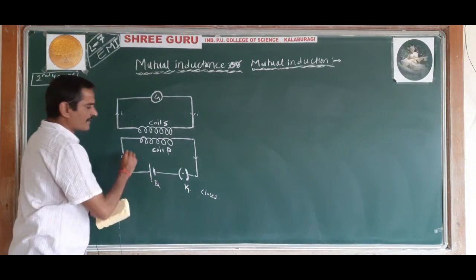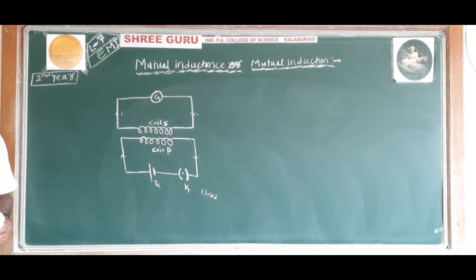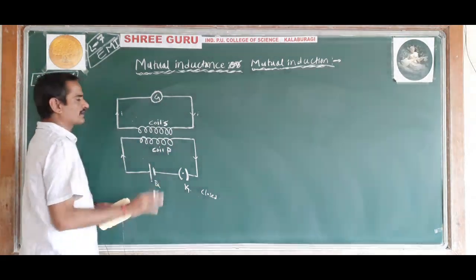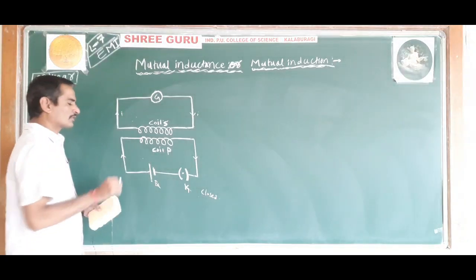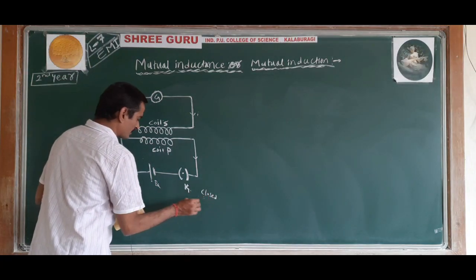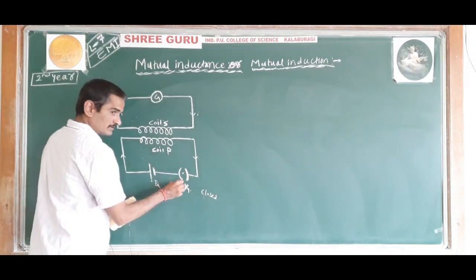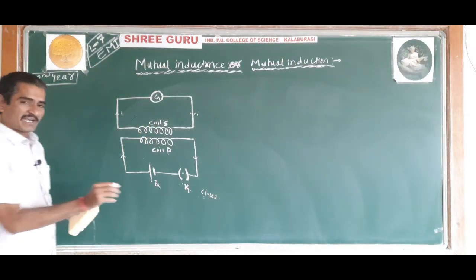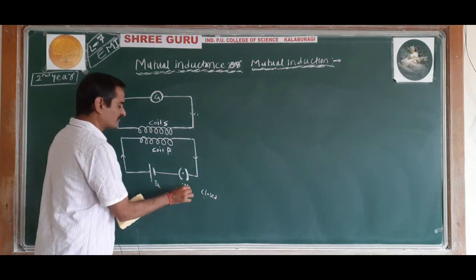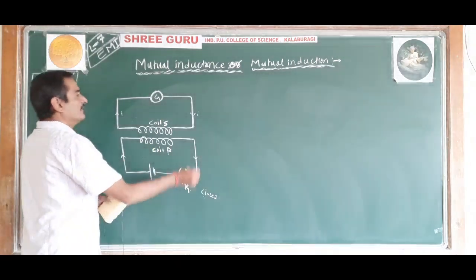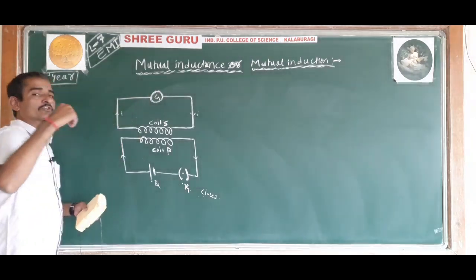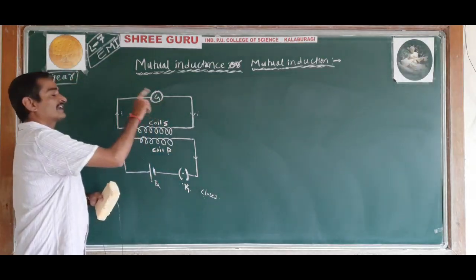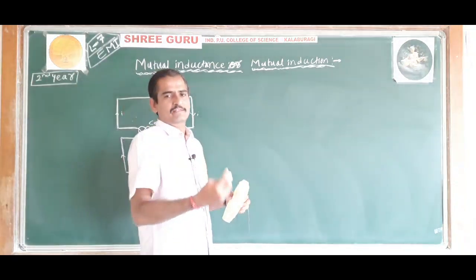In general I am telling what is happening in this experiment. The setup is this: a coil P is connected to a battery and plug key, and another coil S is connected to a galvanometer. When the plug key is closed in the primary circuit, the galvanometer in the secondary circuit shows a deflection. Practically we will observe only this much. When the plug key is opened in the primary circuit, the galvanometer in the secondary coil shows a deflection in the opposite direction.